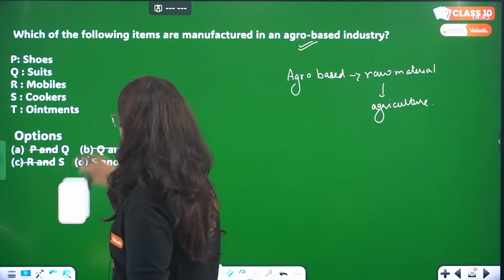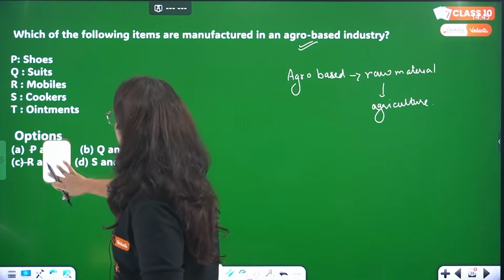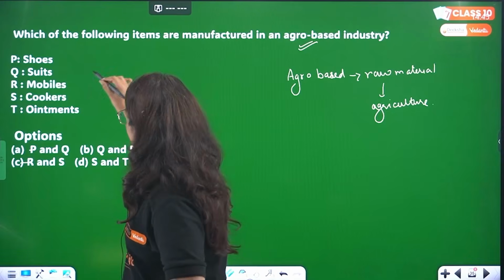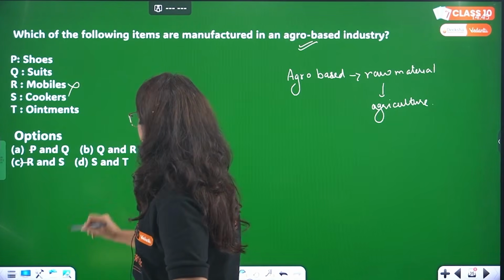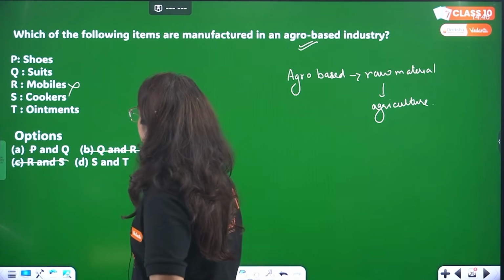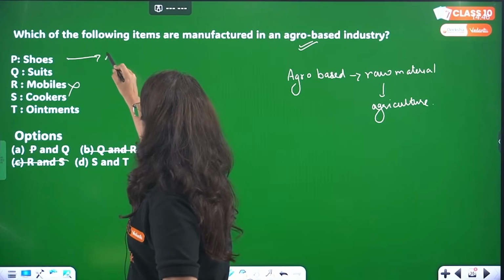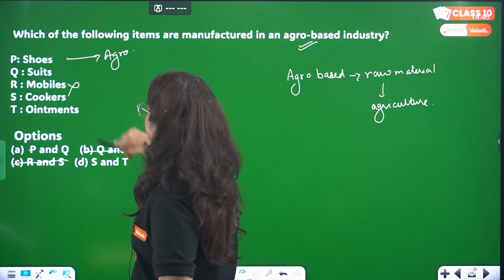Arey, problem hai. There is some problem in this question. Wait, let me check. See, mobile is for obvious reasons not here. So R nahi hai, R nahi hai. P and Q, shoes. Shoes can come from cotton, shoes हो सकते हैं ना.